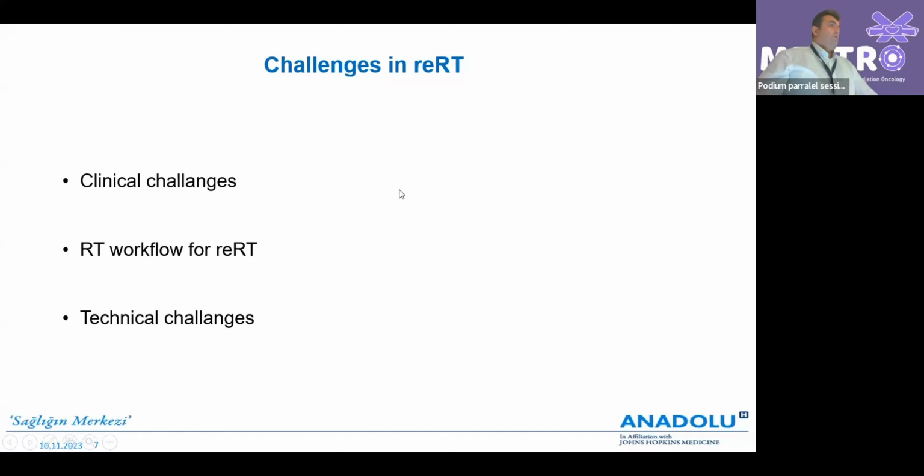So let's go to the clinical challenges. What kind of clinical challenges do we have? I will give you some information about this, and then I would like to give you some information about the radiation workflow in the department, and then I will give you some technical challenges.